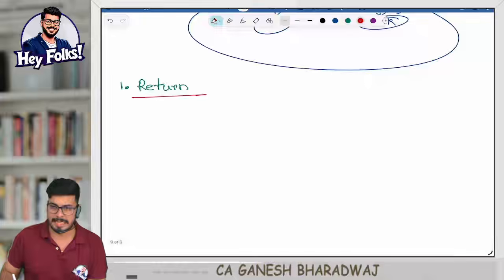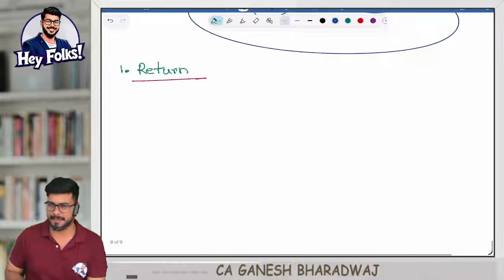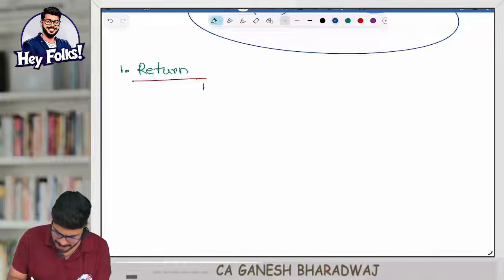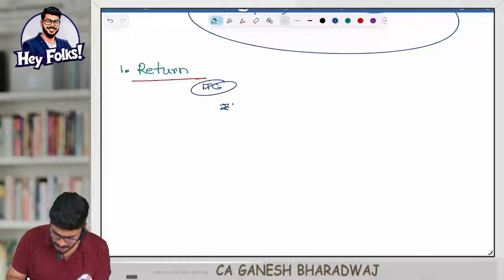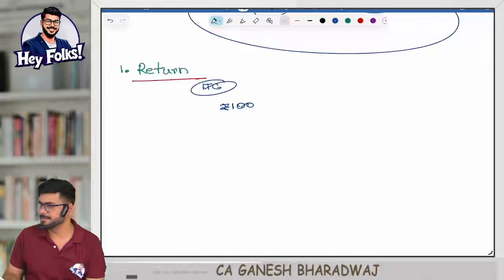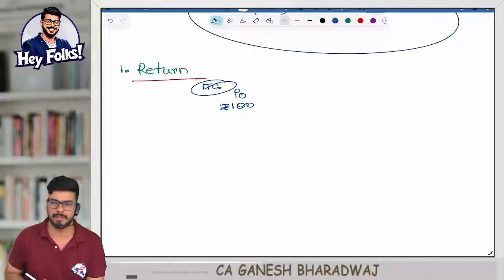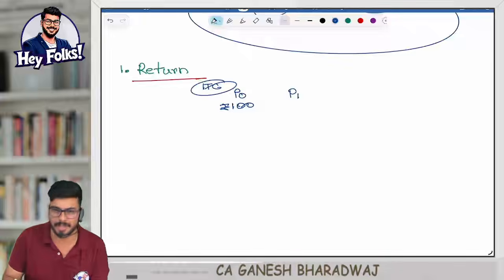How do you compute return? Let us say I invested in a particular share. Let's take the same example, ITC. I purchased an ITC share at rupees 100, and I hold it for 1 year. This purchase price I call P0. What is P0? The price today. Now, 1 year after I invested, the price became how much? 110 rupees.